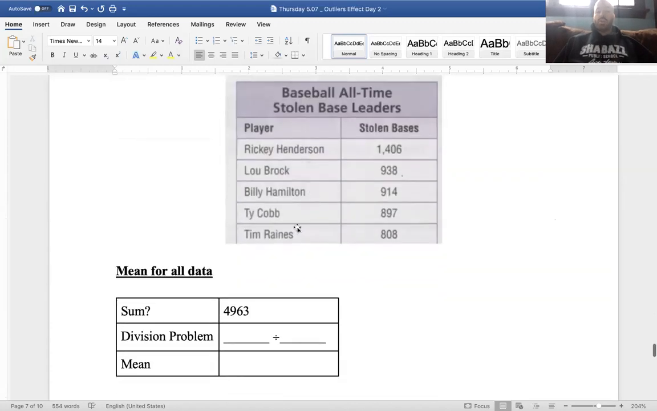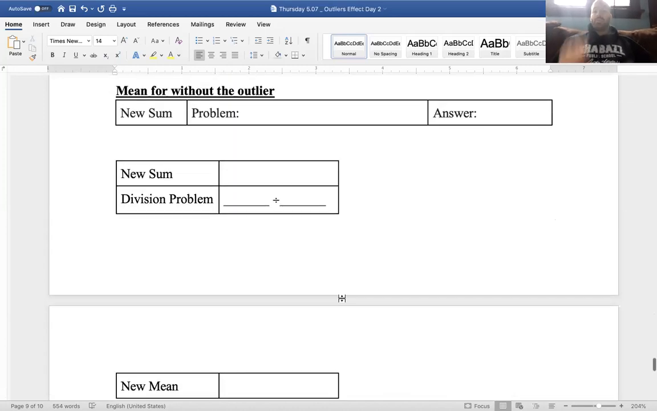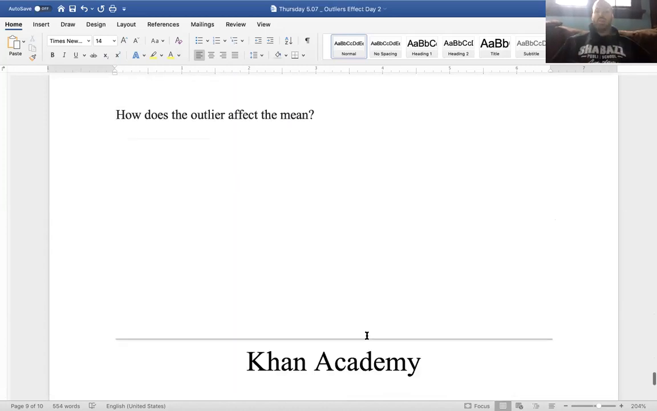One more question to do on your exit ticket. I gave your sum for you, so that should save you a step. As always, press submit or turn in when you are done.